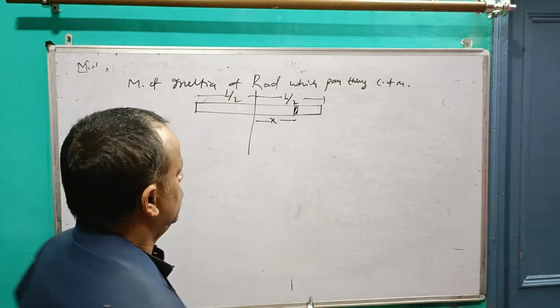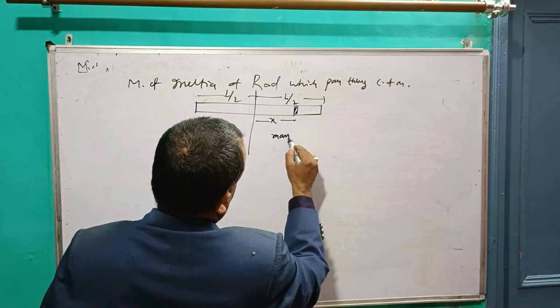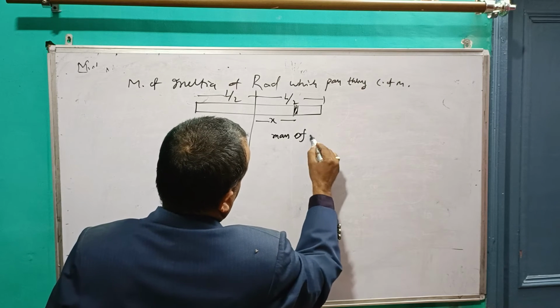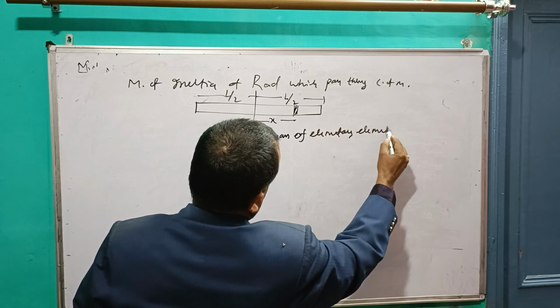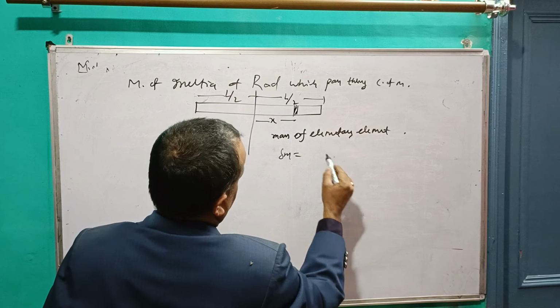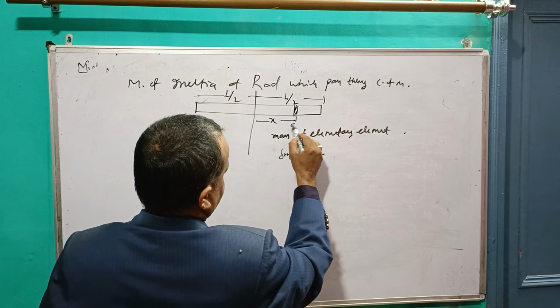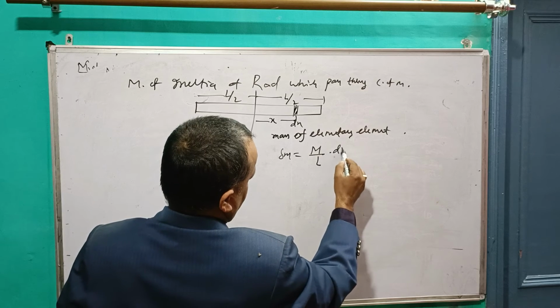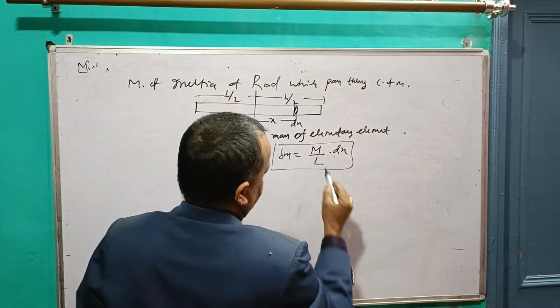So over here, the mass of the elementary element is delta m. We know that mass per unit length is M by L, and our element is delta x, let us suppose. So the mass of this small element will be equivalent to M by L into delta x.